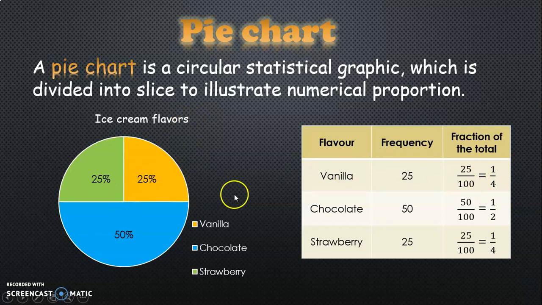So, this is the pie chart from this frequency table. This one shows what the flavor is. Like this one, this color means vanilla. This color means chocolate, which is 50% or what we call 1 half. Then strawberry is this green one showing 1 over 4 or 25%.